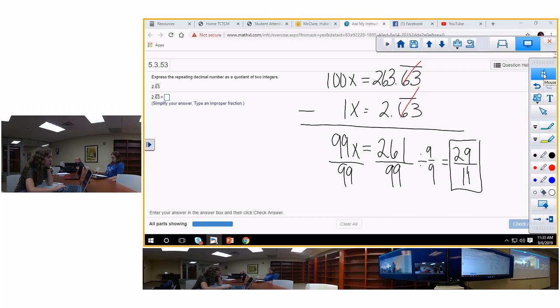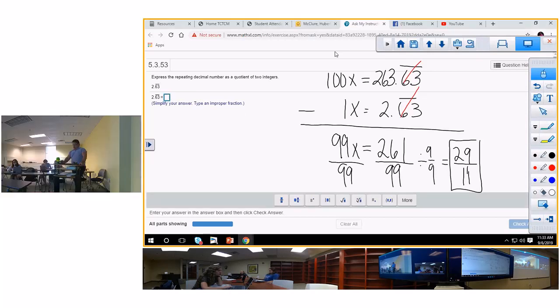So let's go back to our handy dandy cursor and type in 29 divided by 11.